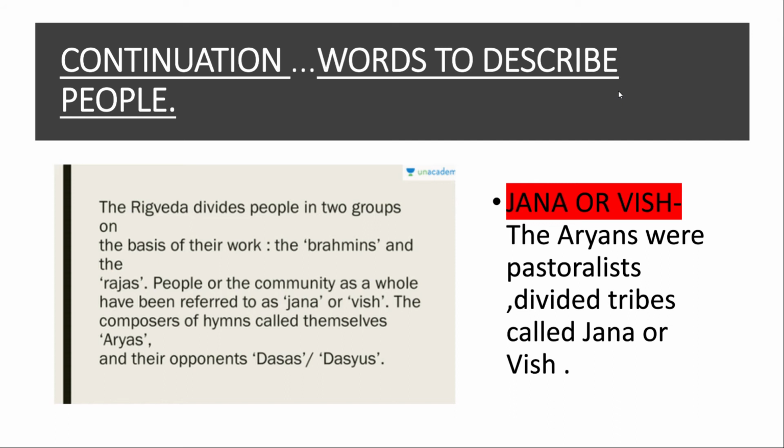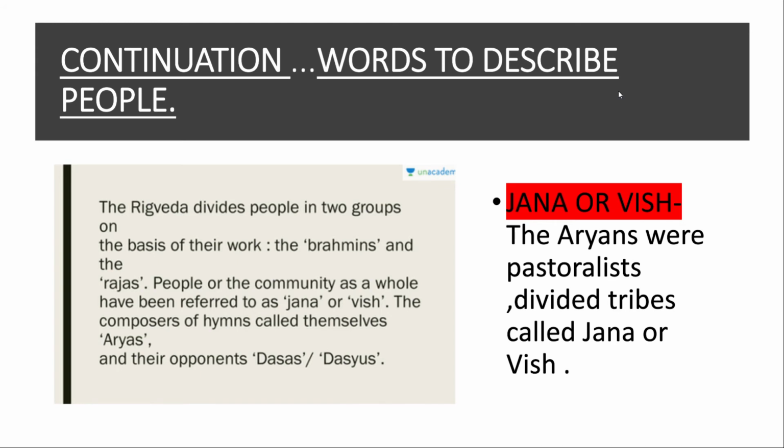After Jana or Vish, next one, Dasas. There was also another class of people called the Dasas. The term Dasas initially meant people of different cultures. Later on, Dasas were used to mean slaves. They were men and women who were captured in war and were treated as the personal property of their owners, who could make them do whatever work they wanted.